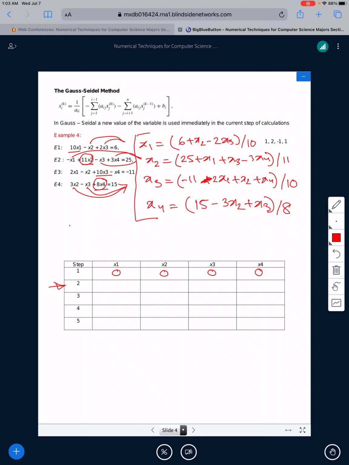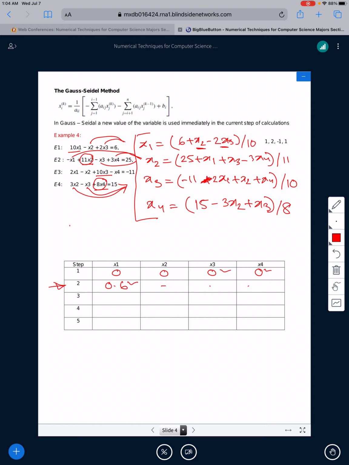Now in this one, when I am calculating the next step, I will use a value immediately when I have calculated it. So let's see what will happen. When I am using x1, x2, x3, x4, all of them 0, my x1 is equal to 0.6. Right? So when I am calculating x2, I already have the new x1, but I don't have x3 and x4. So I am using the old x3 and x4.